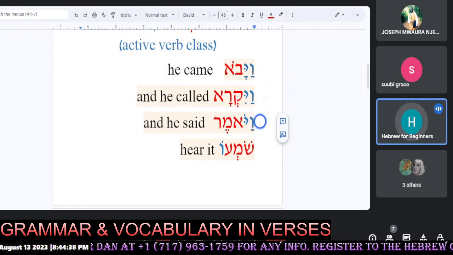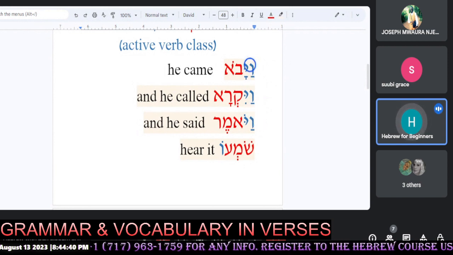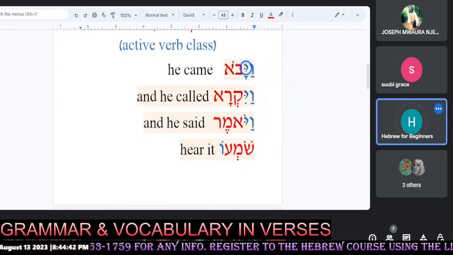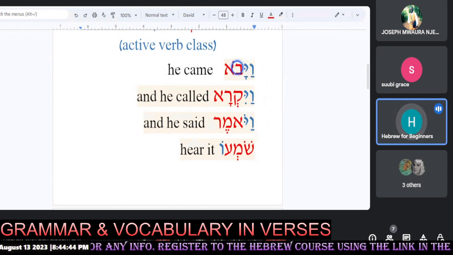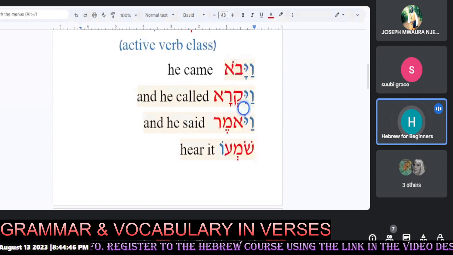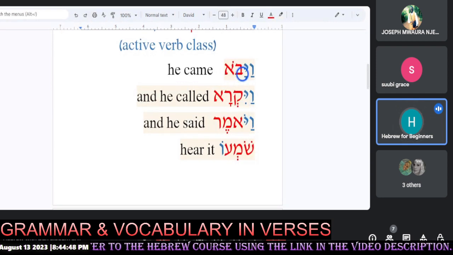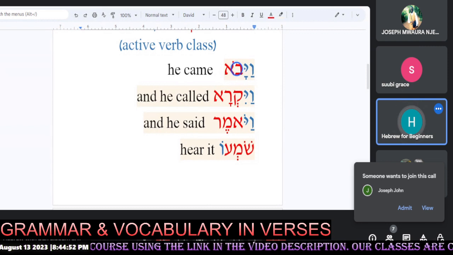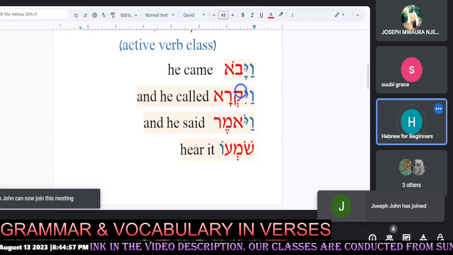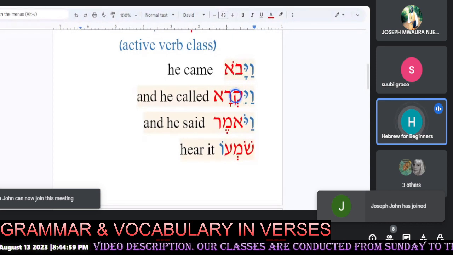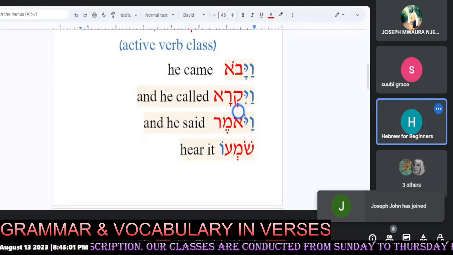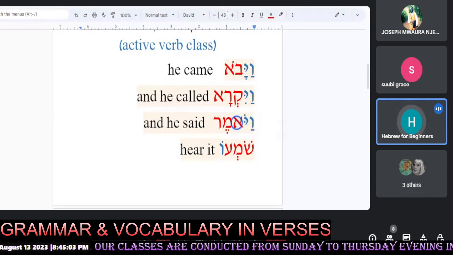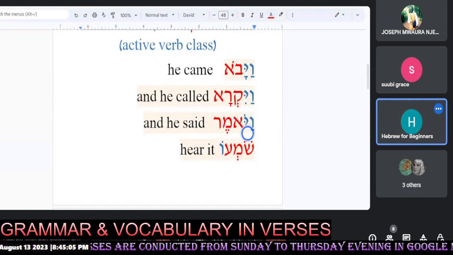As we continue to learn these verbs, you will see the yud preceding the root all the time as an indication of the future. Yavo, he will come. The shoresh, the root, is bet vav aleph, bo, yavo, he will come. Kara, he called. Yikra, he will call. Yomer, he will say. Vayomer, and he said.